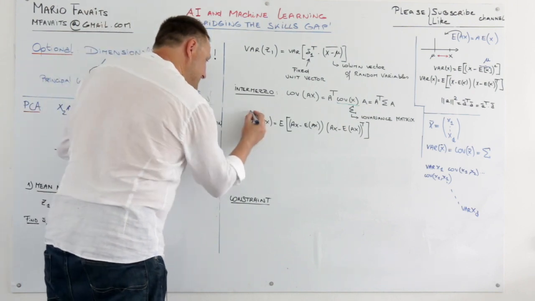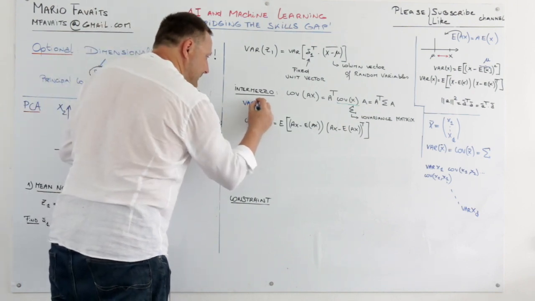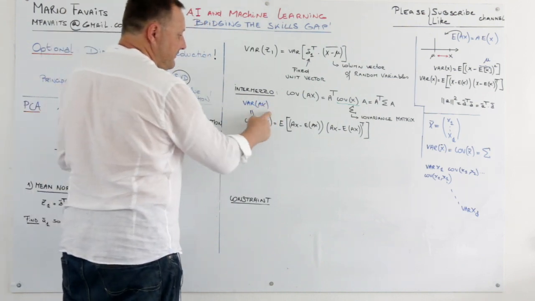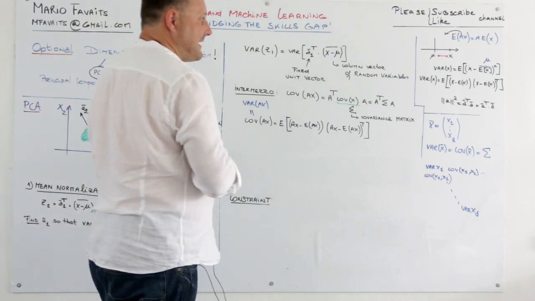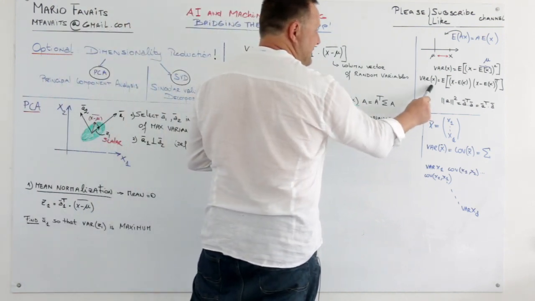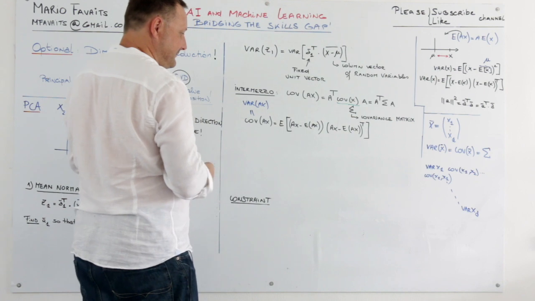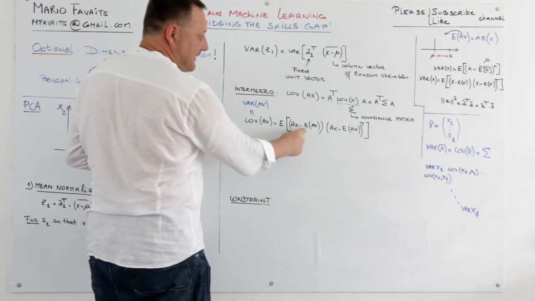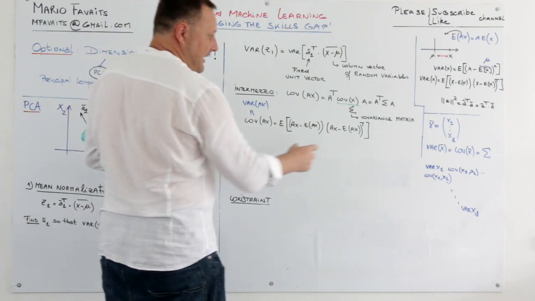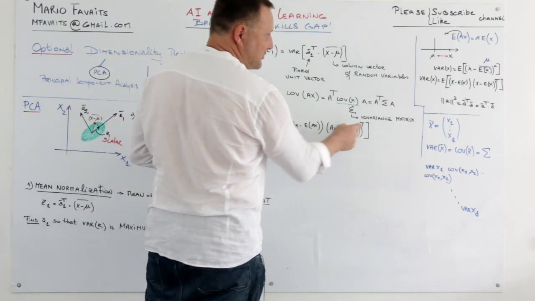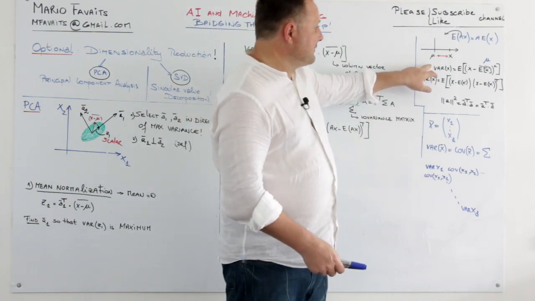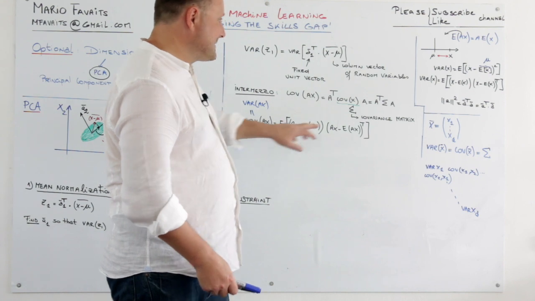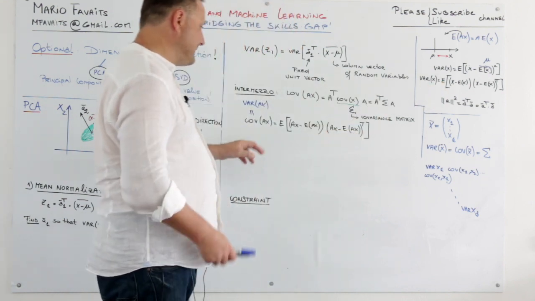So the covariance of AX is actually the variance of AX. And we're going to use the formula of the variance, which means we replace X by AX in this formula. So it's the expected value of AX minus the expected value of AX, and here exactly the same, but transposed. So we went from this formula to this one, replacing X by AX.